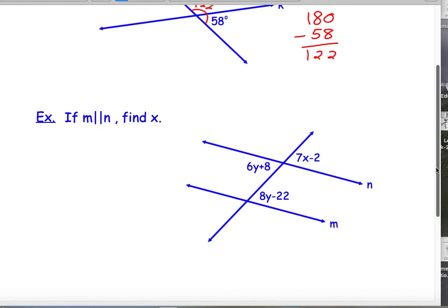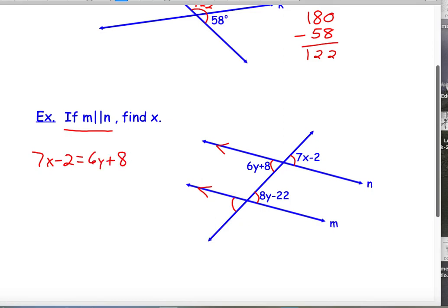And one last example. What if I give you this picture and it says if m is parallel to n? So they're telling us that these are parallel. If that's true, figure out what x is. All right, so we look at the picture and we say, well, let me mark an angle. I'll start with this angle. That angle is going to be congruent to this one, is congruent to this one, is congruent to this one. So I can write equations and I can say 7x minus 2 is equal to 6y plus 8. But notice this has an x and a y in it.